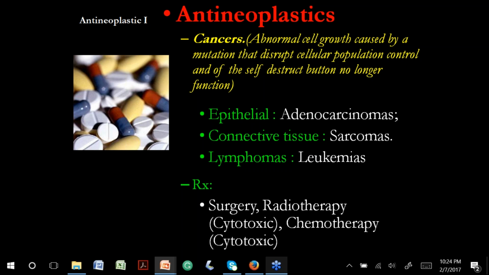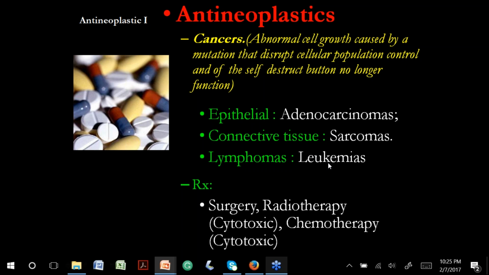origin of the lesion. Connective tissue is considered muscles, bones, ligaments, tendons, okay? And all these are going to be called sarcomas. For example, cancer of the bone is going to be osteosarcoma. Cancer of the muscle is called myosarcoma: leiomyosarcoma, rhabdomyosarcoma, etc. Something to say here is that sarcomas are much more aggressive than the adenocarcinomas. But adenocarcinomas are more common than sarcomas.